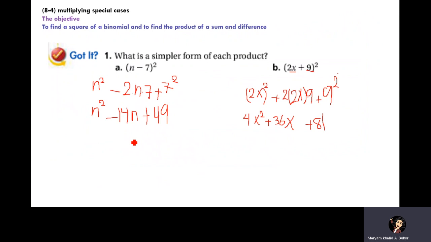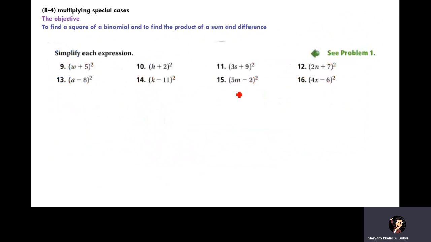I'm going to give you one more exercise to make sure that you are okay with the idea. I'm going to solve this one, and I'm going to solve this one. So for this one, 5m, all squared, minus, I will do 2 times the first term times the second term, plus 2 to the power 2, which is the last term squared.